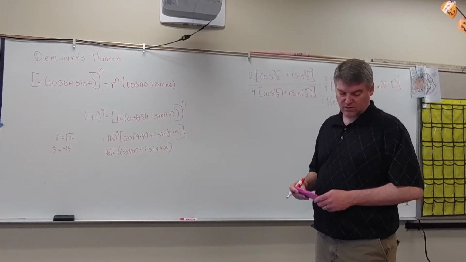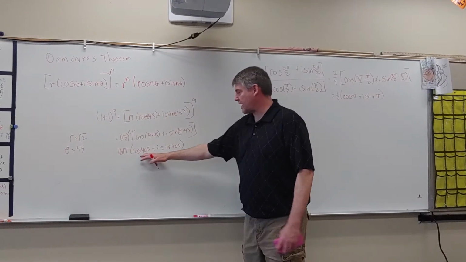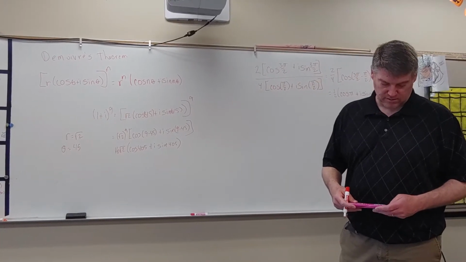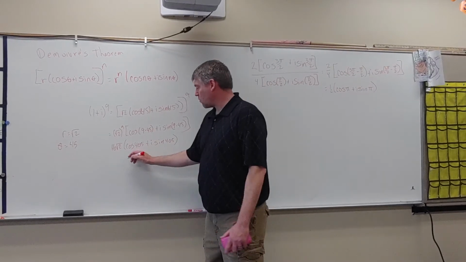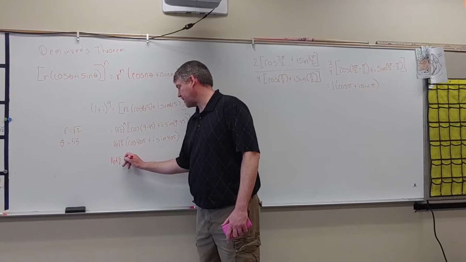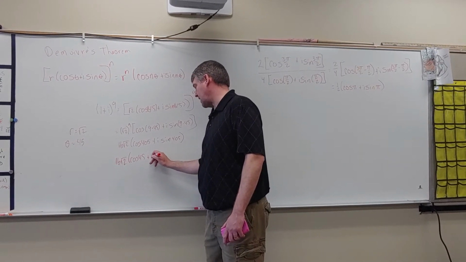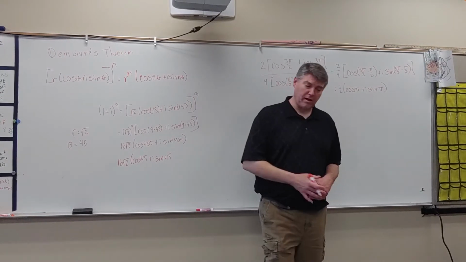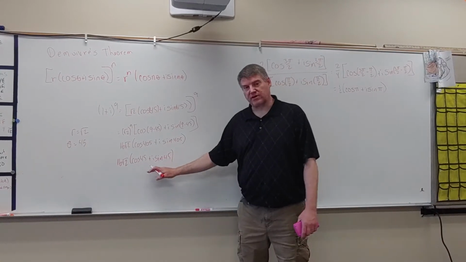The problem with 405 is that it's actually more than one revolution around. Okay? So since it's more than one revolution around, we're going to subtract off 360, and we get cosine of 45 plus i sine of 45. This is the answer in trig form.